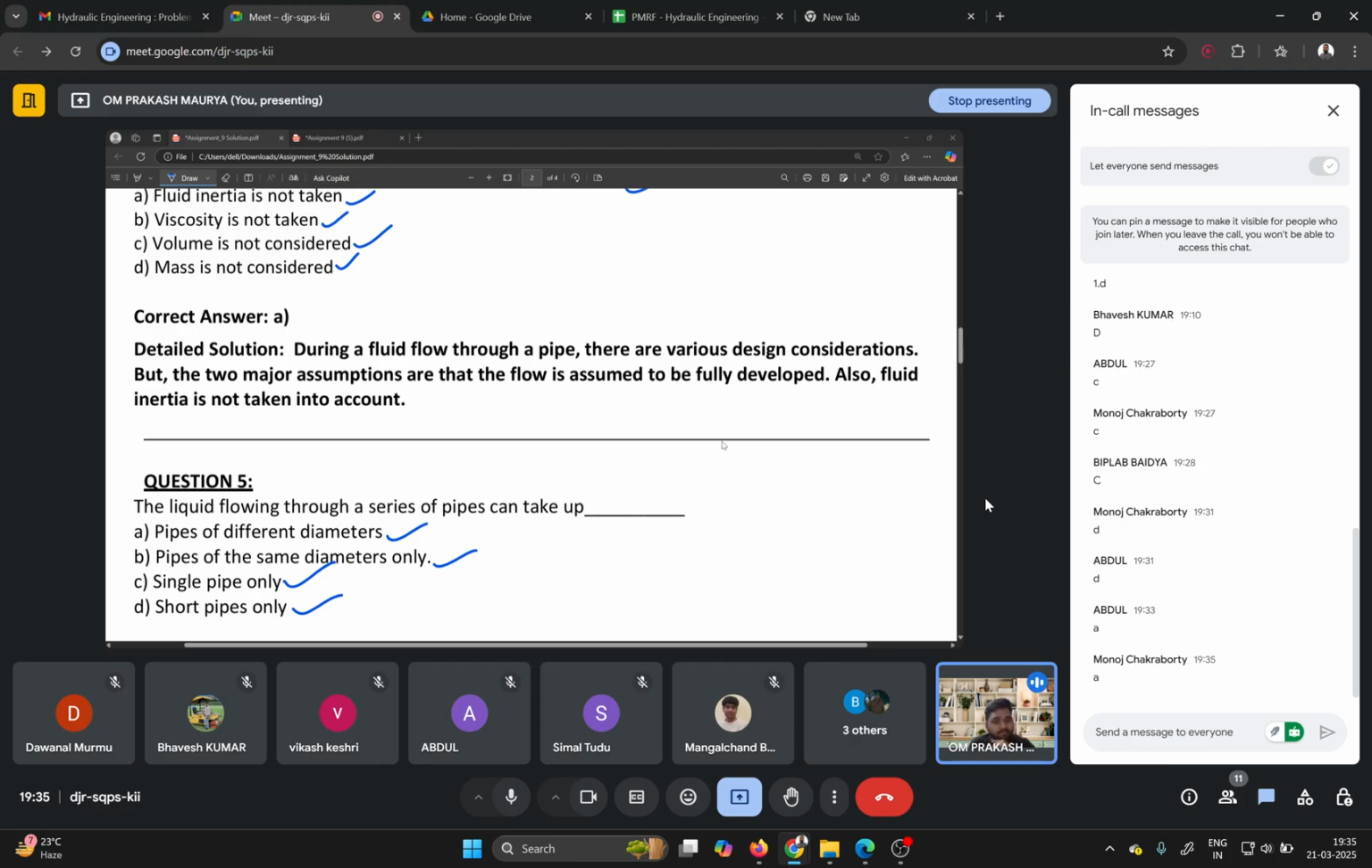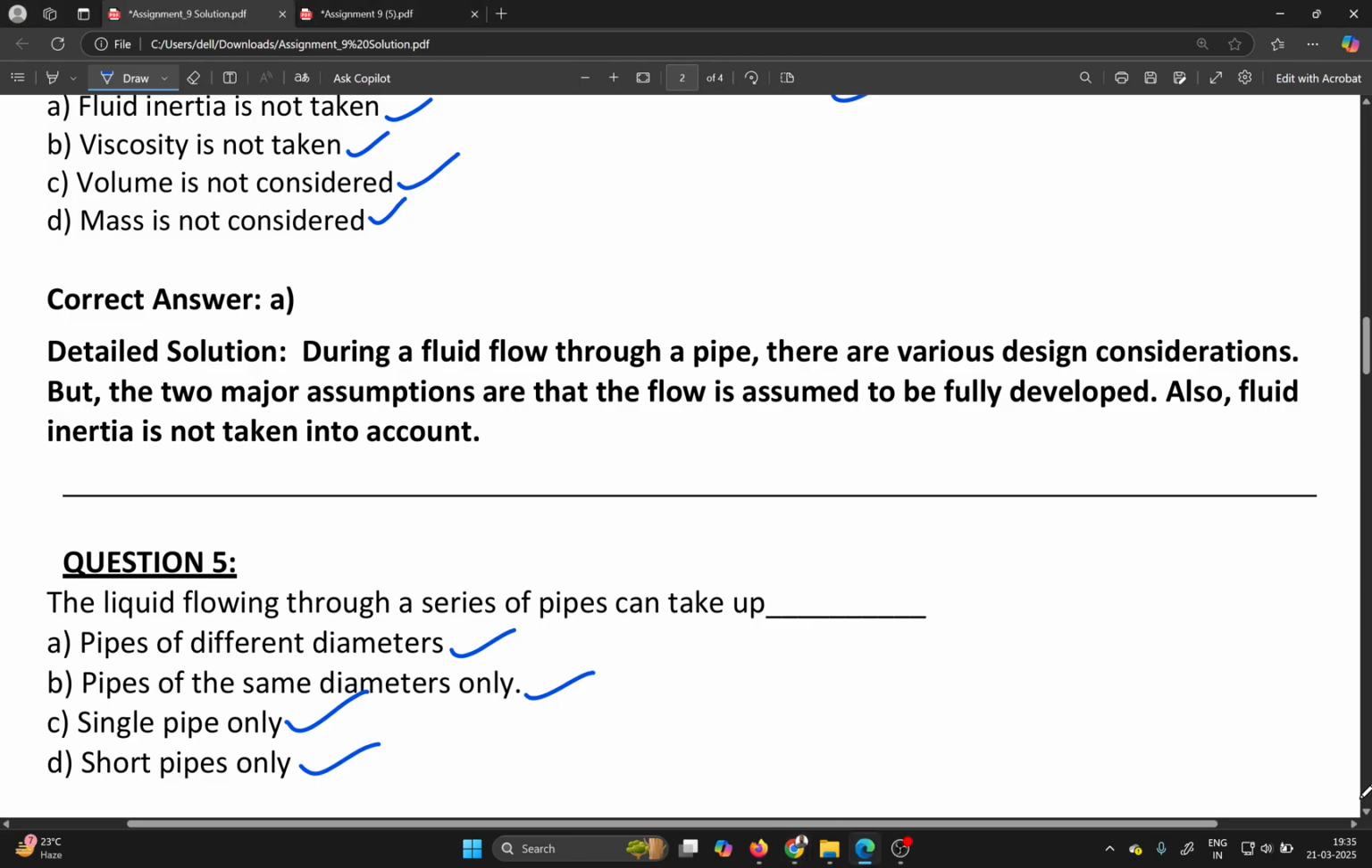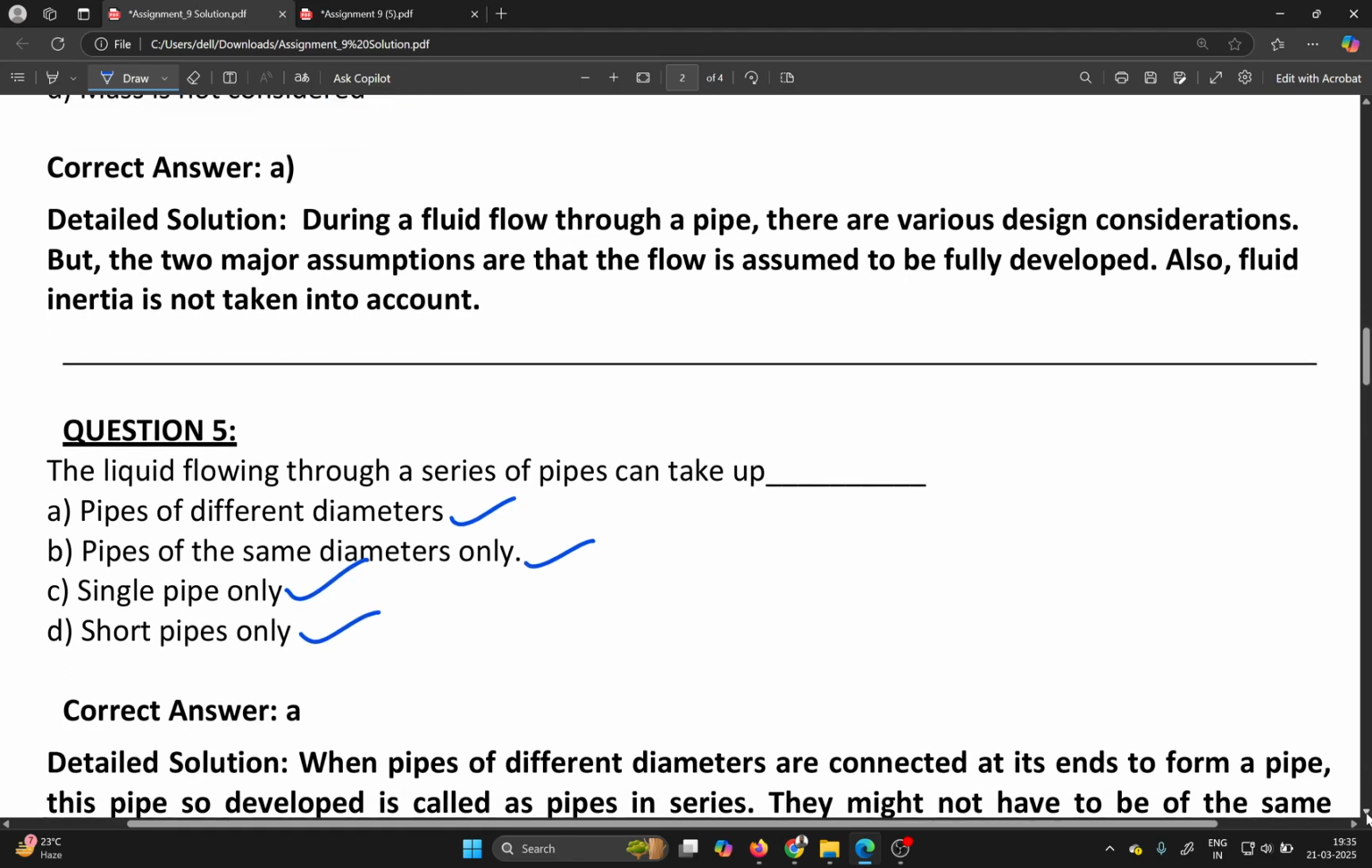For question number 5, please everyone. Okay, I think Abdul and Manoj are telling A option. Other students, please also try to write your answer. For different diameters we can take, yes, we can take different diameters, because as you have seen in the previous questions, we have solved with diameters d1 d2. So definitely d1 d2 means what? The different diameters. So this is just a logical question. Now we'll move on.